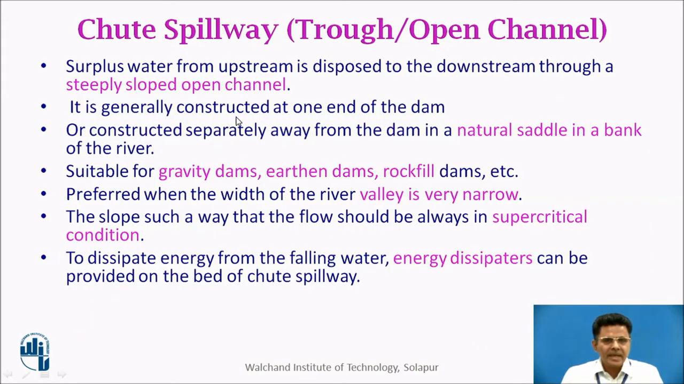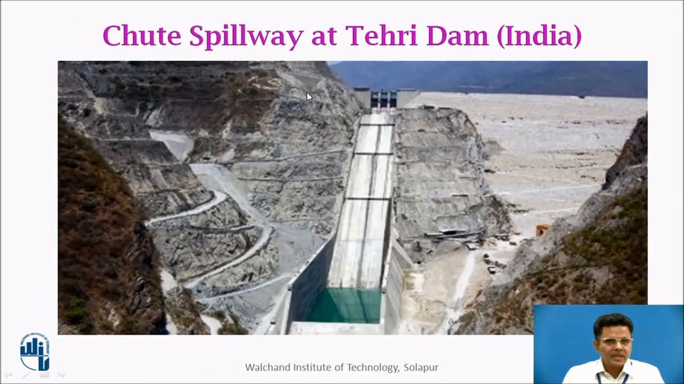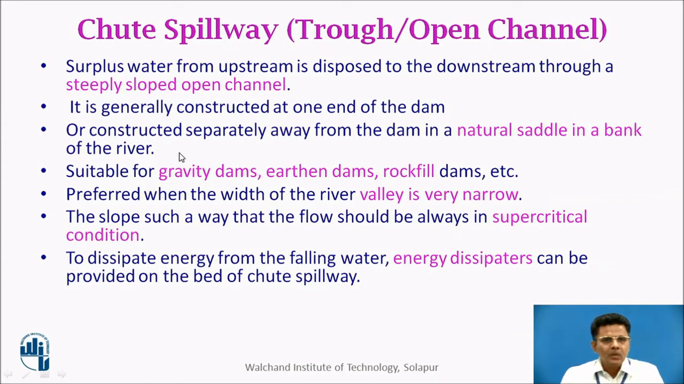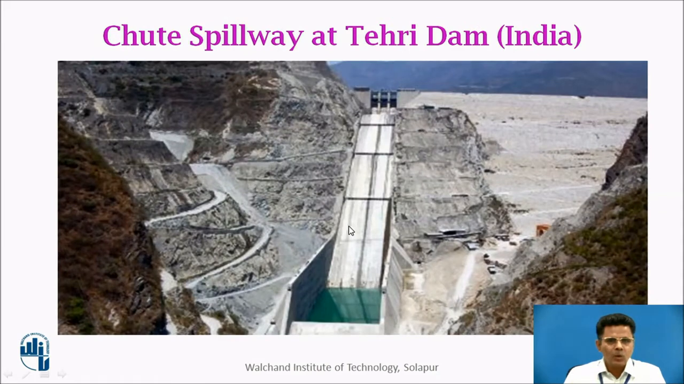It is generally constructed at one end of the dam, or constructed separately away from the dam in a natural saddle in a bank or a river. It is suitable for gravity dams, earth dams, rockfill dams, etc., because the slope can be varied as we want. It is preferred when the width of the river valley is very narrow. See, a very narrow valley close by a dam with a chute spillway.